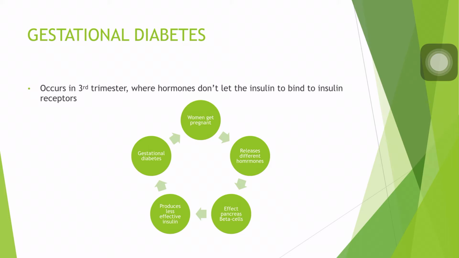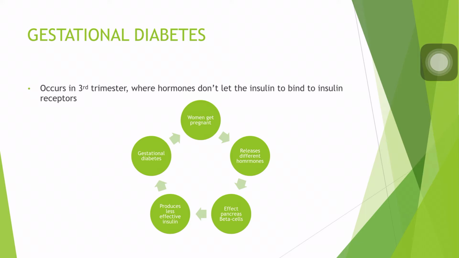The third type of diabetes is gestational diabetes, which occurs in the third trimester. In pregnant women, different types of hormones are produced. Those hormones perform their own functions, but they also don't let the insulin bind to insulin receptors, and in this way they cause diabetes. There is always an increase in the glucose level in that case.